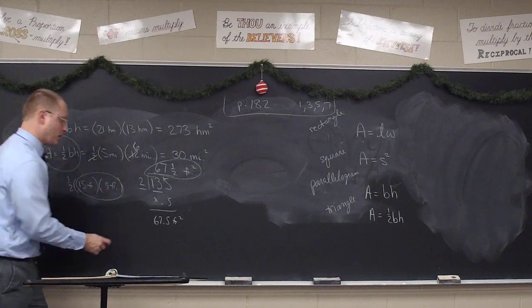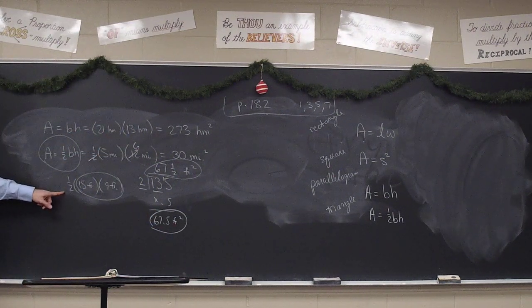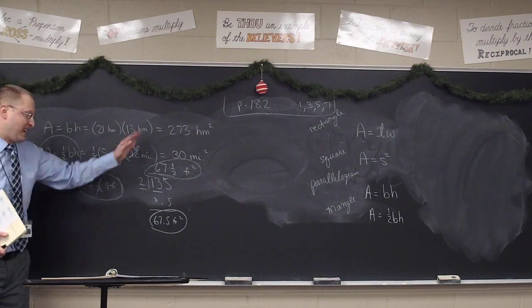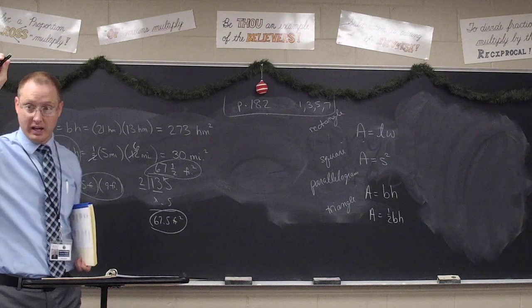It's up to you which way you want to do it, but if you can't cut a number in half, either multiply by 0.5 or divide by the 2 at the end. Either of those would work. How many figured that out, that you'd have to do that, and got 67.5 feet squared? Questions at all on that?